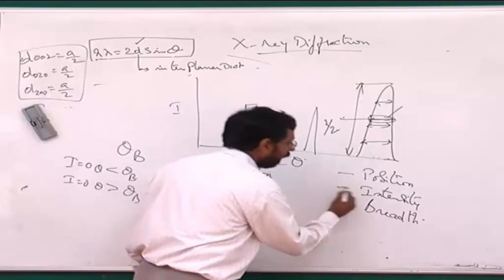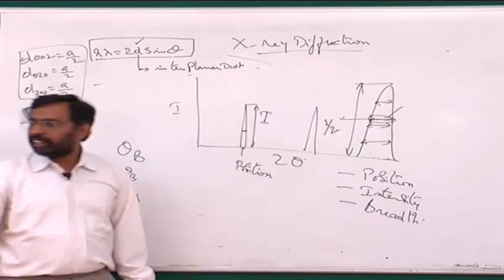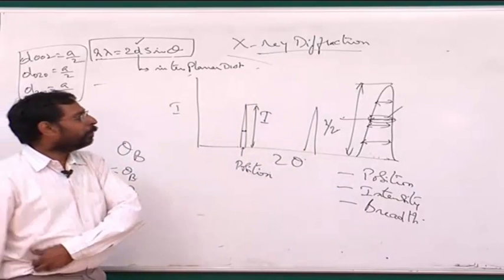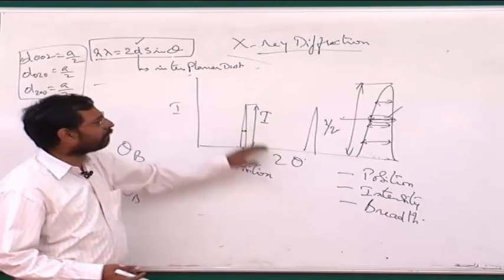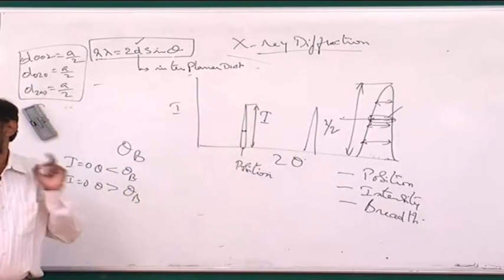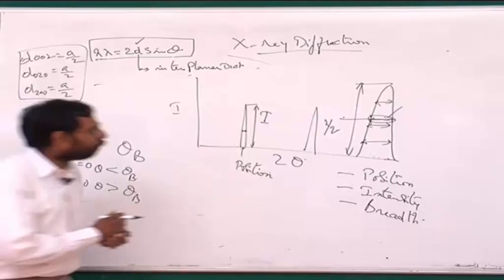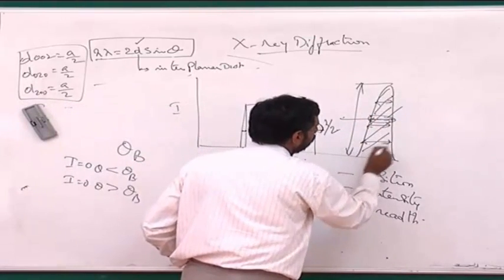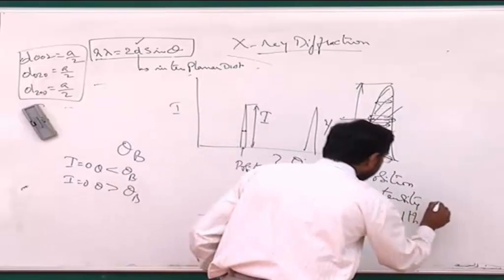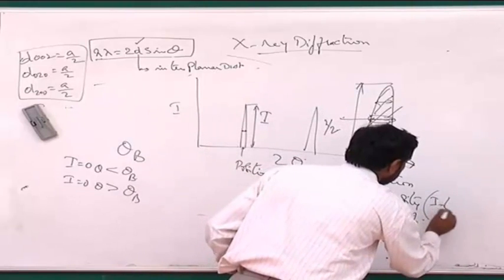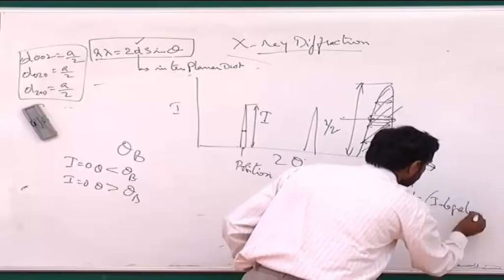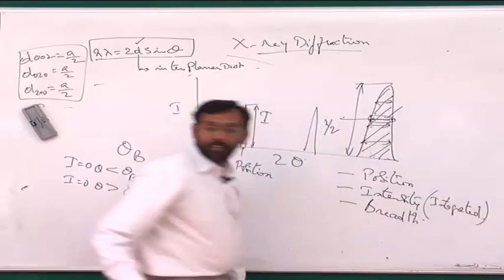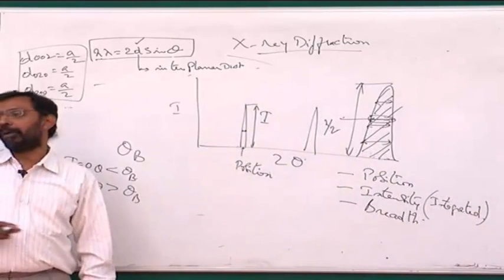These are the three characteristics of anything. When I say intensity, people usually have a tendency just to measure the height. In principle, that is wrong. What you have to do is find out the area under the peak. This is what we call the integrated intensity. I will tell you a little later why this becomes important.